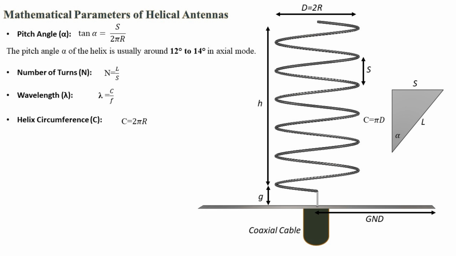The next parameter is helix circumference. The circumference plays a critical role in determining the operating mode. For axial mode, C is typically about 0.8 to 1.2 of the wavelength. A common configuration for feeding helical antennas involves using a coaxial feed with a matching network to transform the impedance to 50 ohms, typical for most RF systems. Using a balun, or balanced-to-unbalanced transformer, to ensure proper impedance transformation is another technique.